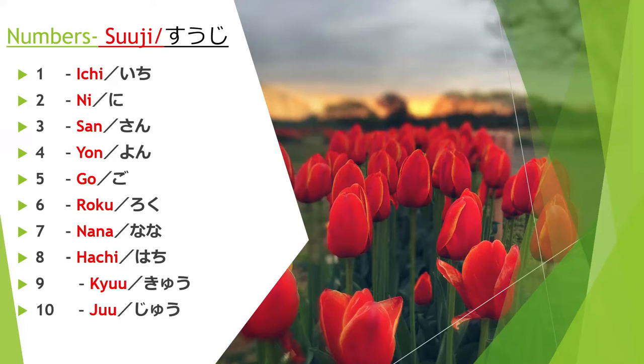So ichi, ni, san, yon, go, roku, nana, hachi, kyu, ju. So these are the numbers from 1 to 10. Numbers are called suji in Japanese. So suji. Ichi, ni, san, yon, go, roku, nana, hachi, kyu, ju. These are the numbers from 1 to 10.